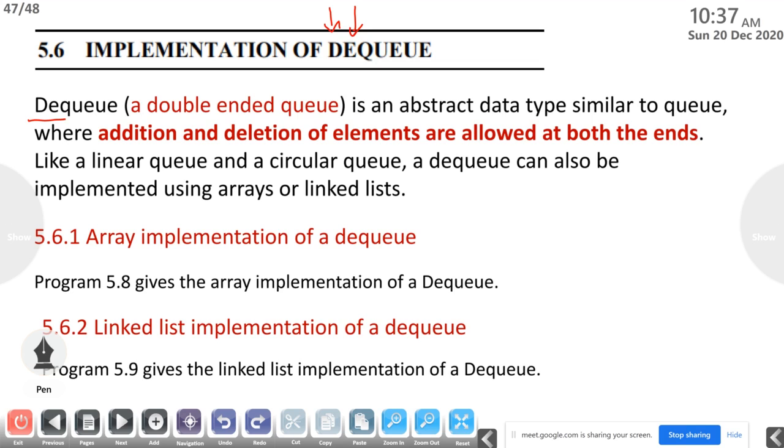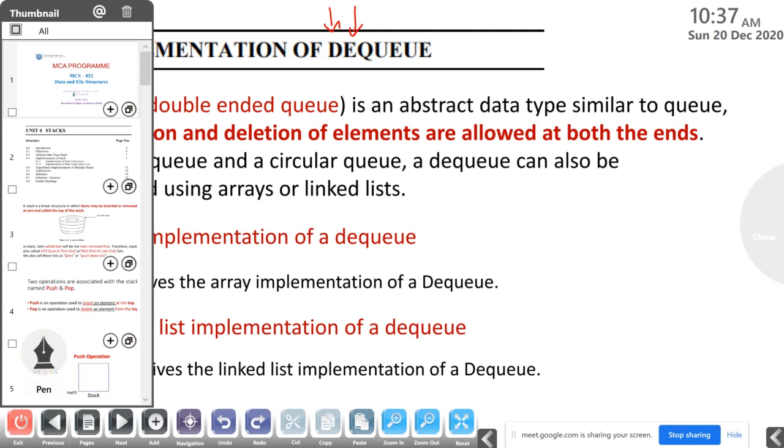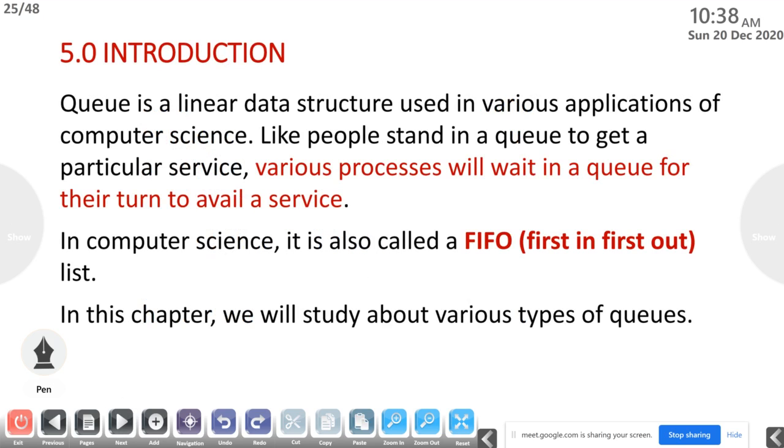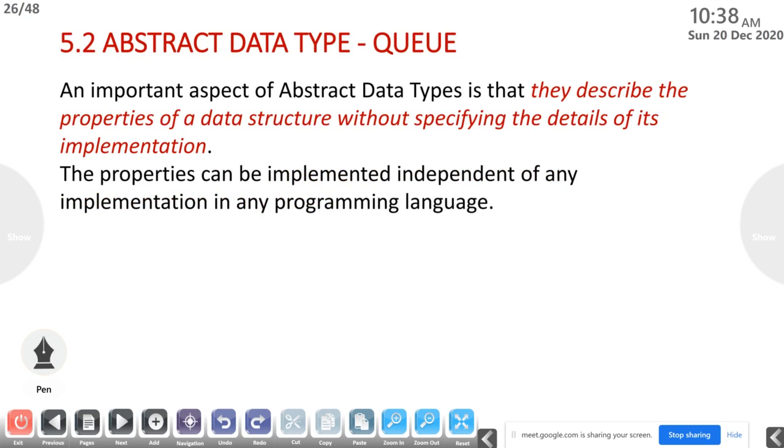So we started from queue, then introduction, then objectives, then abstract data type queue, implementation of queues by using array and linked list, implementation of multiple queues, then circular queue, then double-ended queue. Then in the introduction part, we discussed the abstract data type. Then the operations: creation of an empty queue, add, then delete. Then implementation of a queue, physically what is a queue, what is the front end, what is the rear end, then the first in first out fashion, then two computer science examples, that is CPU scheduling and print scheduling.